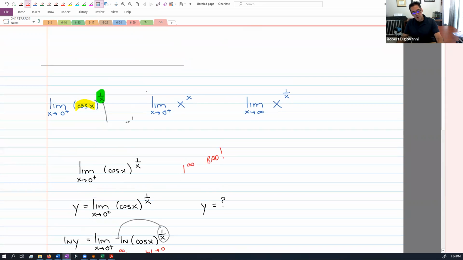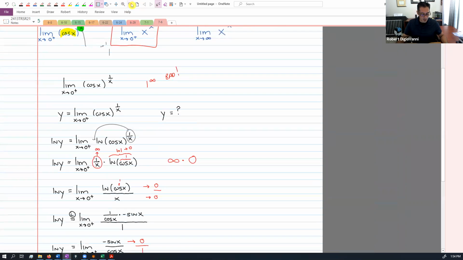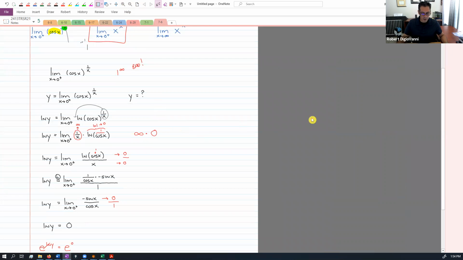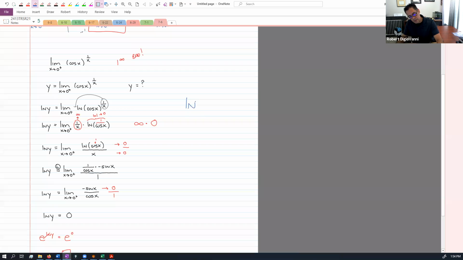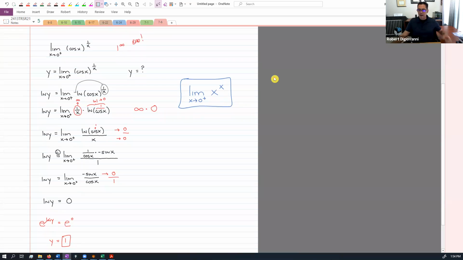How about y'all try this one on your own? I'll give you a few minutes, and I'll zoom out so you can see my work here. I hope that's okay. I'm asking you to do the limit as x approaches 0 from the right of x to the x. See if you can figure out what that is. And there's my work for the previous one, just to help guide you along. Let's take about, I don't know, 6 minutes. See how it goes.